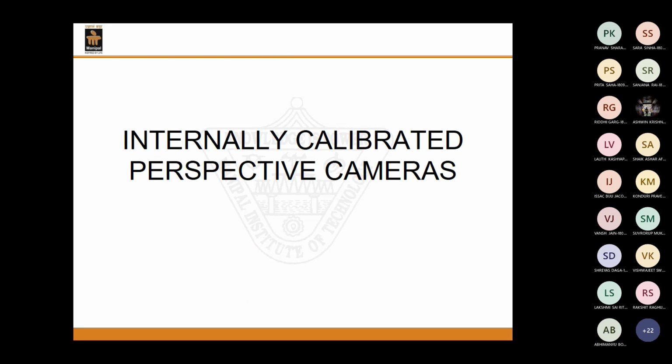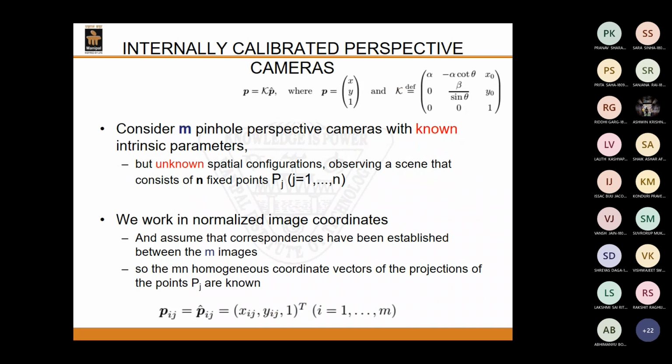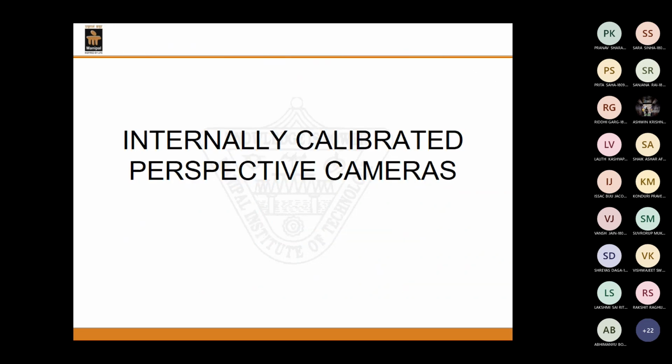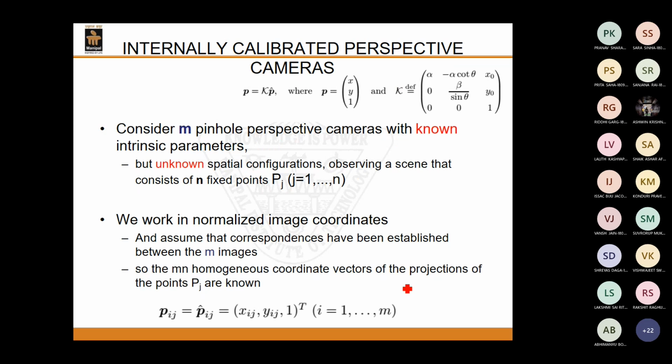Okay, so I guess we can stop over here. So what we were discussing so far. Okay, we have 5 more minutes, so I think I'll just continue here with the internally calibrated perspective camera.